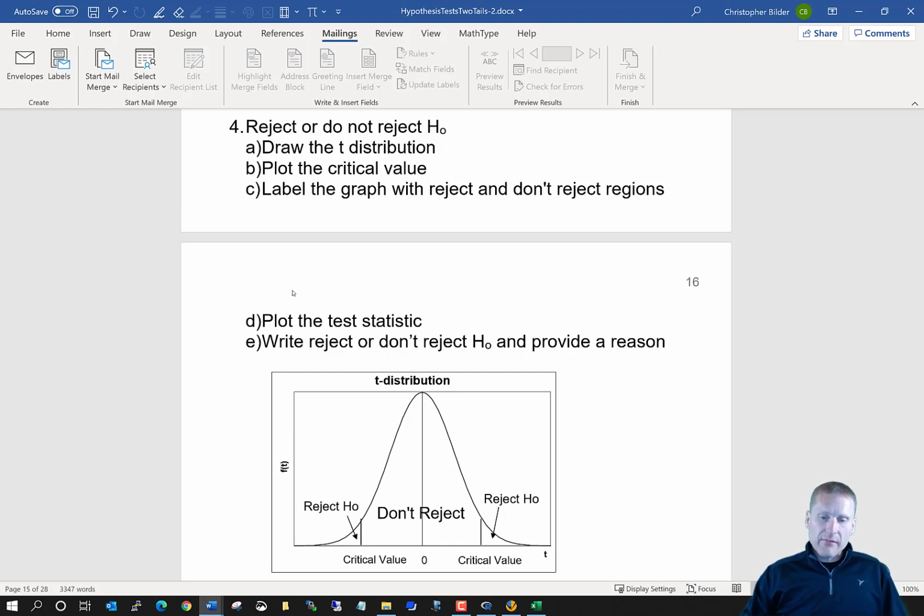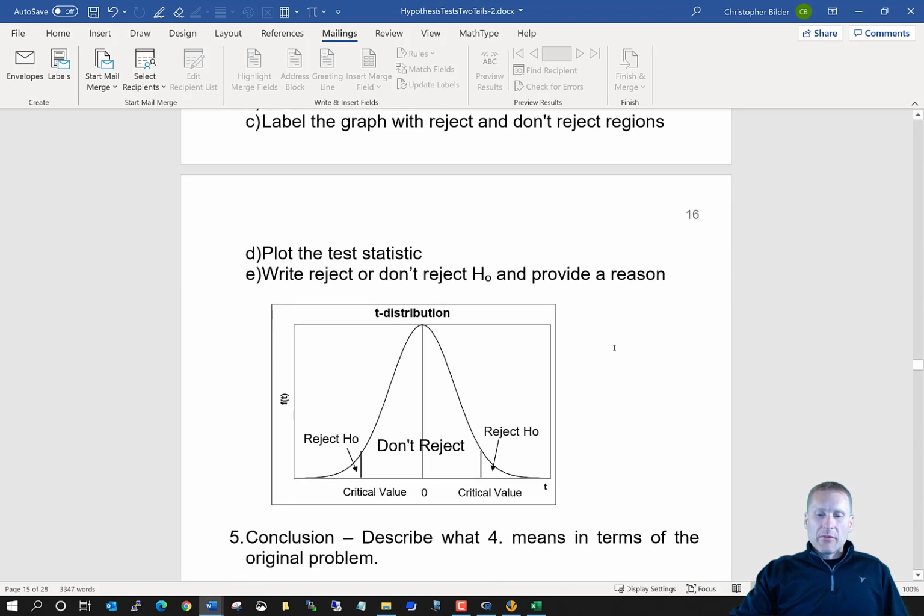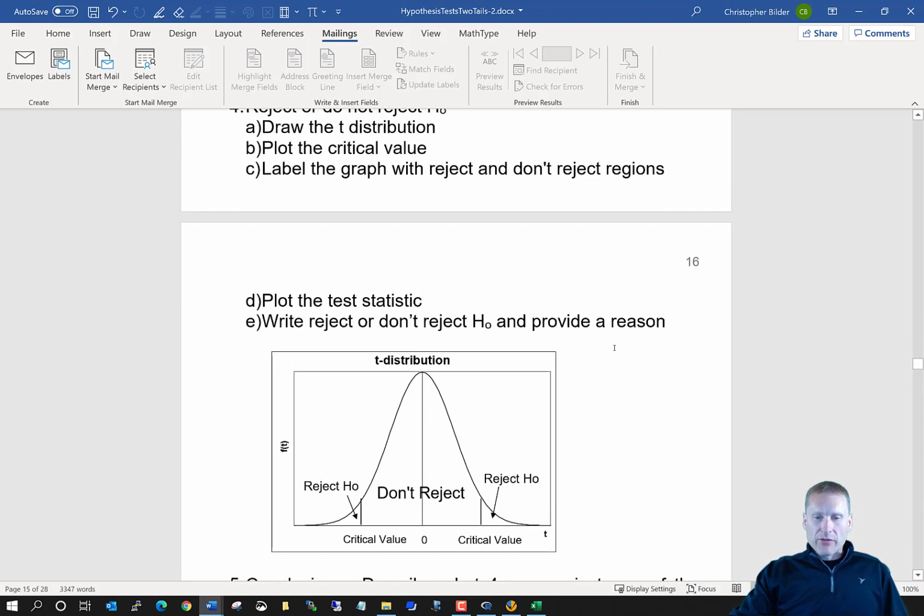So here's my t-distribution. So I draw the distribution. I plot where the critical values fall. Label the graph with reject or don't reject regions. Plot where the test statistic falls. Well, maybe it might fall, let's say, right there, whatever the numerical value is. And then write reject, don't reject, and provide a reason.